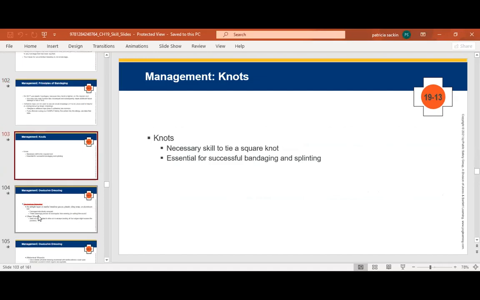Knots are a necessary skill. Know how to tie a square knot, essential for successful bandaging and splinting. So know what a square knot is. Next slide.